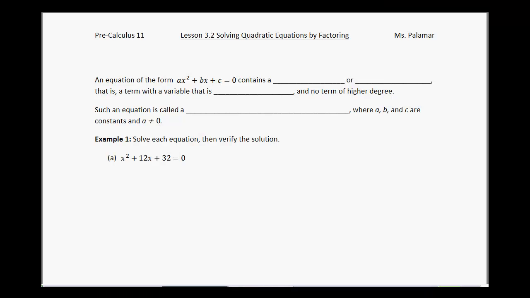Welcome to lesson 3.2, solving quadratic equations by factoring. Previously we were working with expressions and factoring, and now we're extending to factoring and solving the equation.